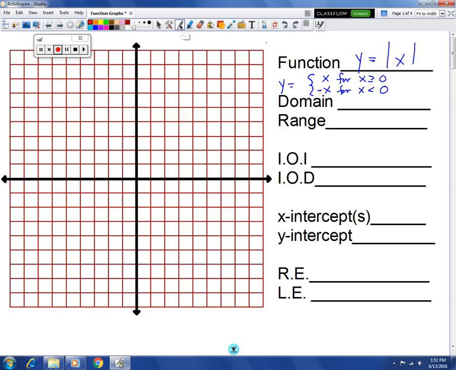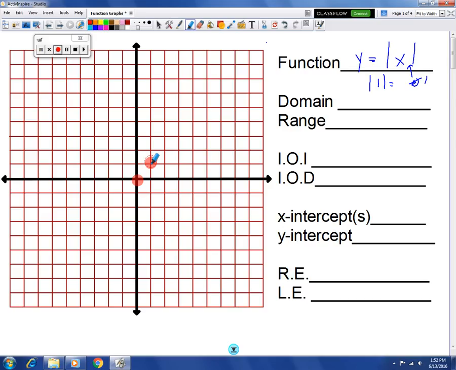So you can think of graphing the positive x on the right side, and then putting the negative x together. But let's go ahead and substitute values. So I'll get the piecewise function away. I'm going to pick 0, and the absolute value when you substitute 0 is 0. So 0 is a point. Okay, when I substitute 1, the absolute value of a positive 1 is just a positive 1. So 1 would be a point on my graph.